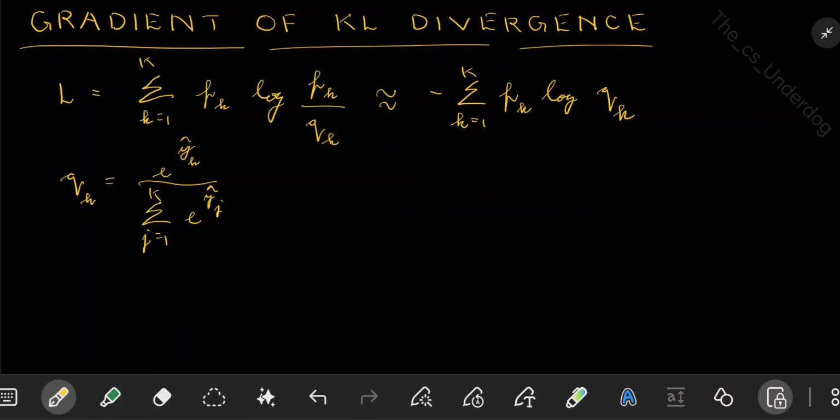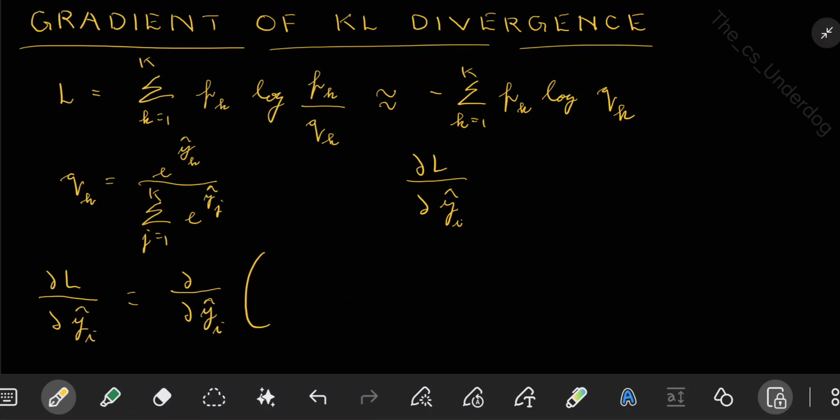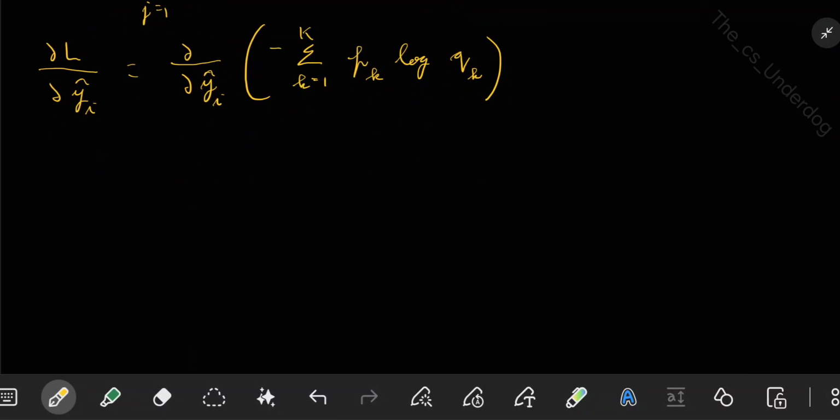Next thing is, what we want to find is del L by del yi cap. This is what you want to find. If you do this with respect to this loss, what happens? It will become del L by del yi cap, which can be written as del by del yi cap of, as of now I am just copying the term, then we'll simplify, sigma k equal to 1 to k pk log qk. So this time I just copied this term, nothing else. Now we are going to simplify this. How can we simplify this term?